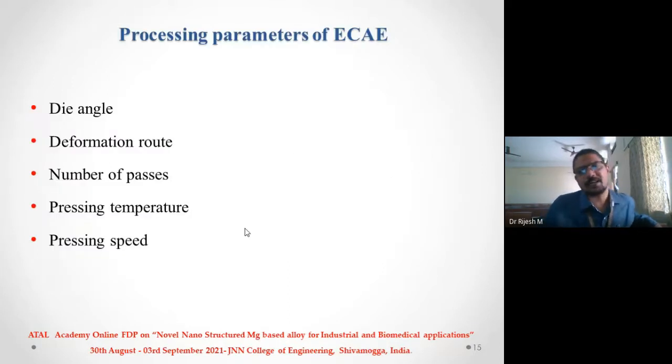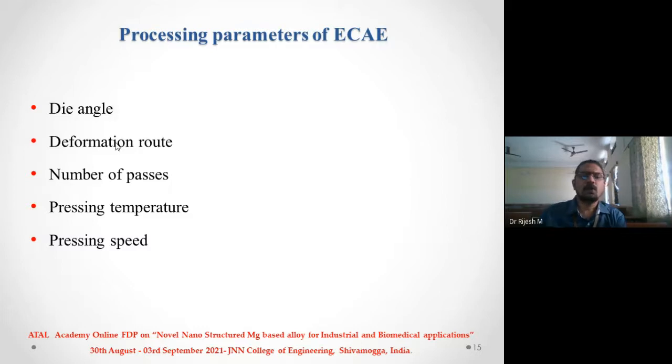The process parameters that we need to concentrate on when you do ECAE are the die angle, deformation route, number of passes, pressing temperature, and pressing speed. We have seen the die angle varies from 180 to 90 theoretically, but 180 degree does not happen. So we can say that it varies from 150 to 90. One paper is there with 60 degree, which has gone to an extremely high deformation.